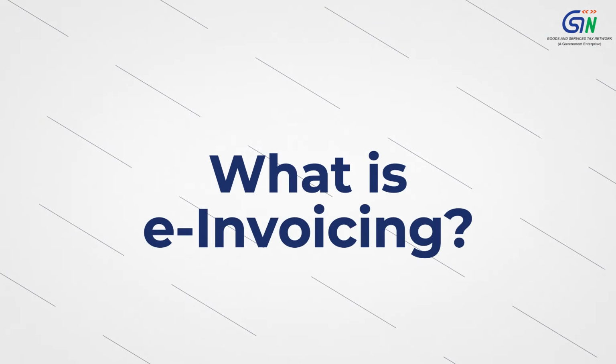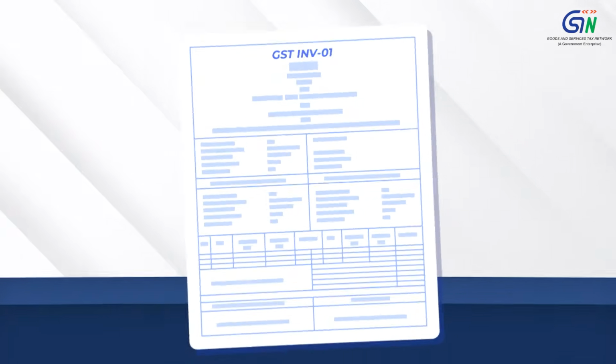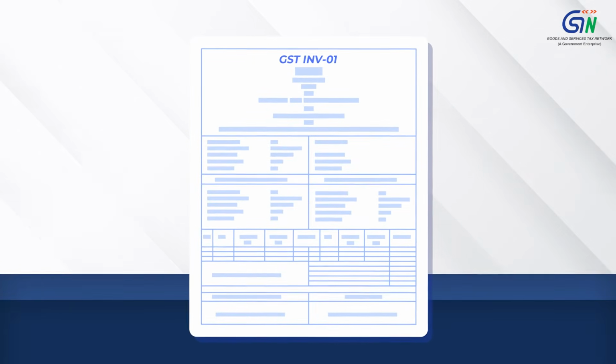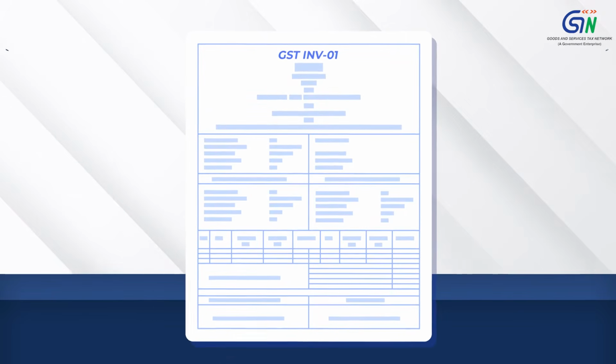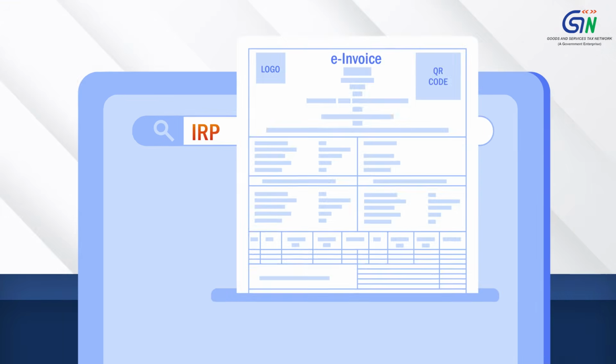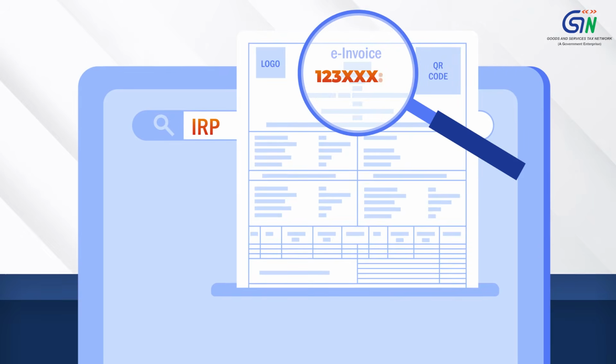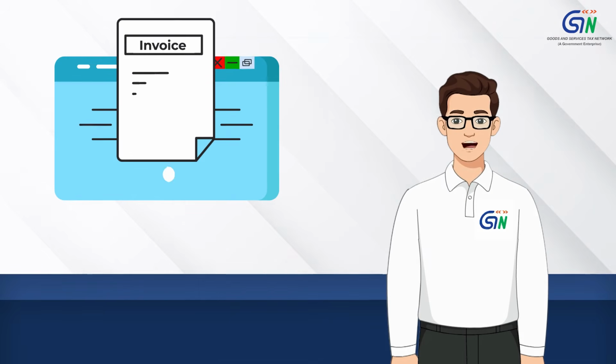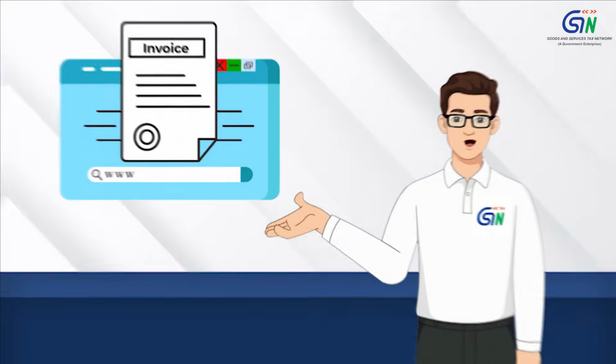What is e-invoicing? E-invoicing means reporting details of specified GST documents to a government-notified portal, that is Invoice Registration Portal, IRP, and obtaining an Invoice Reference Number. It doesn't mean the generation of invoices by a government portal.